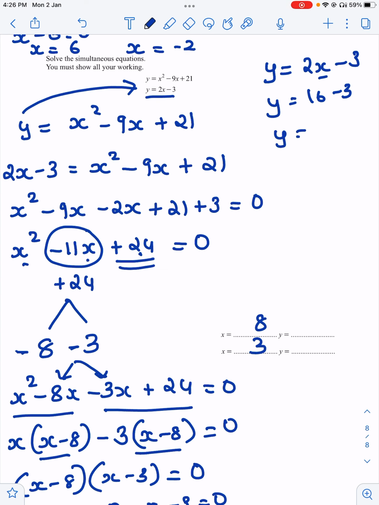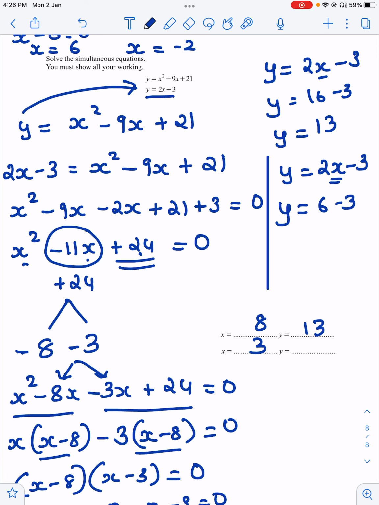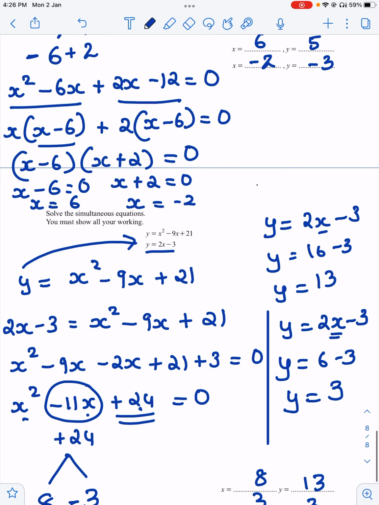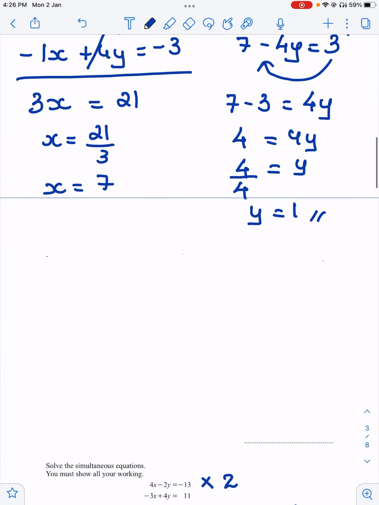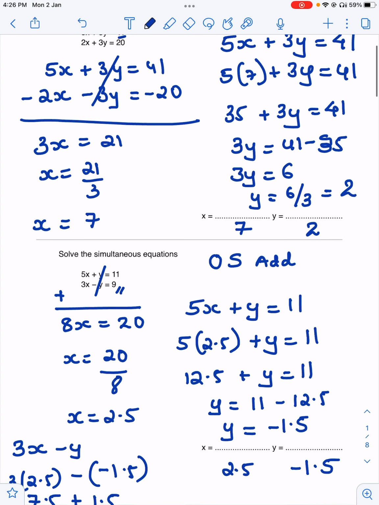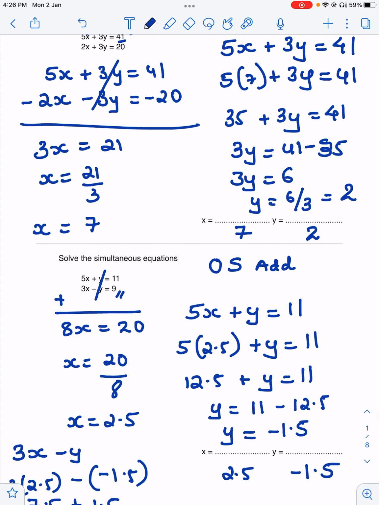What do I do now? I substitute. The easiest equation is y is 2x minus 3. First the value of x is 8. 2 8s are 16. 16 minus 3. y is equal to 13. I got my first value. Again the same equation. y is equal to 2x minus 3. y is equal to, now the value of x is 3. 2 3s are 6. y is equal to 3. So these were the various types of simultaneous equations which we did today.